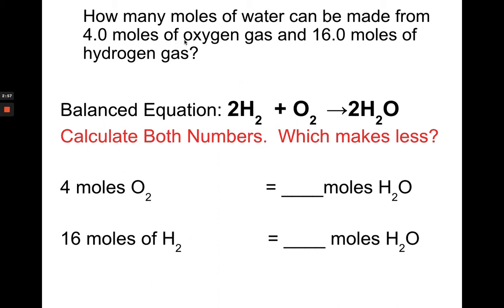So you can see I've started with 4 moles of oxygen, and I want to figure out how many moles of water that will give me, and 16 moles of hydrogen, and I want to see how many moles of water that will give me. And all I have to do is the mole ratio step. Okay?